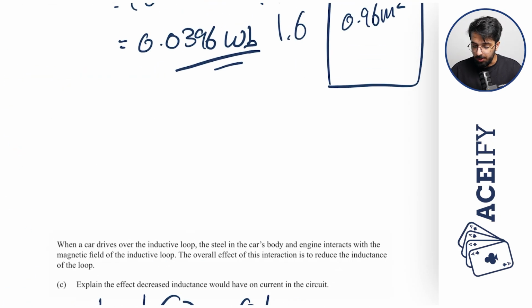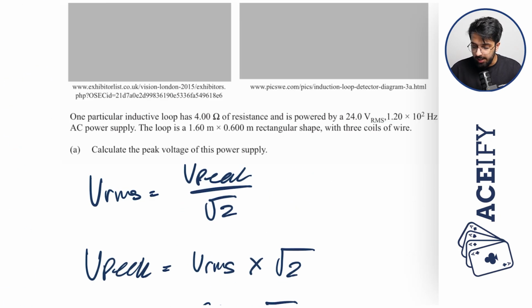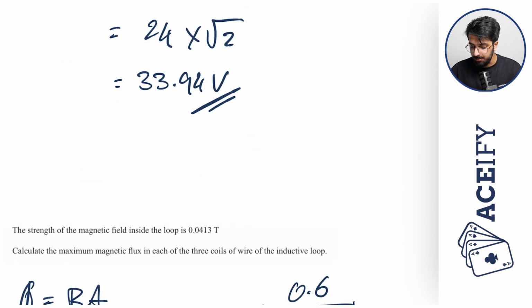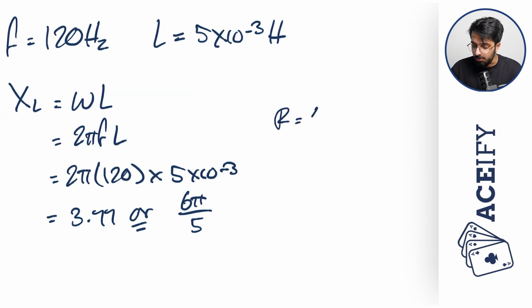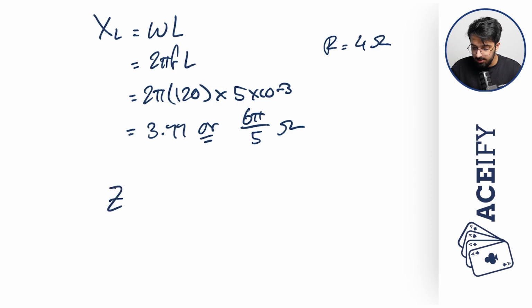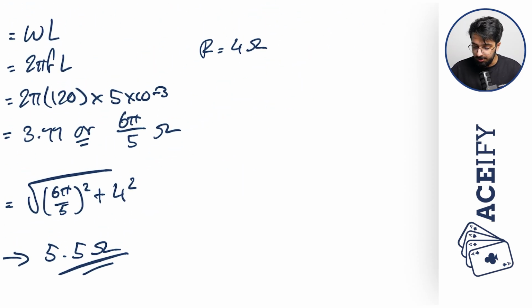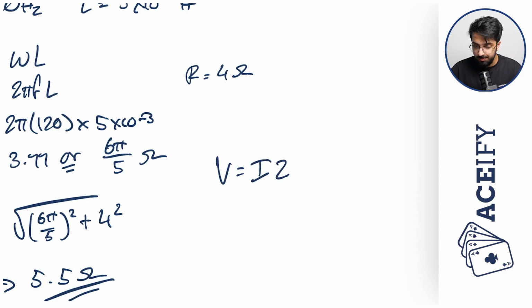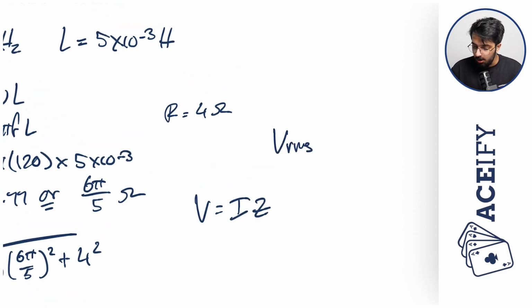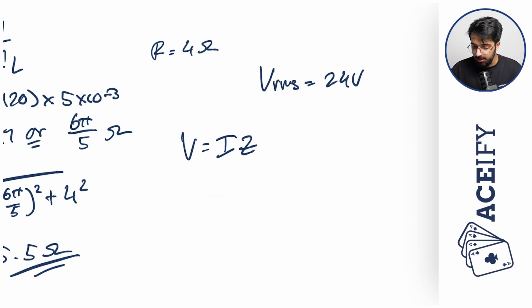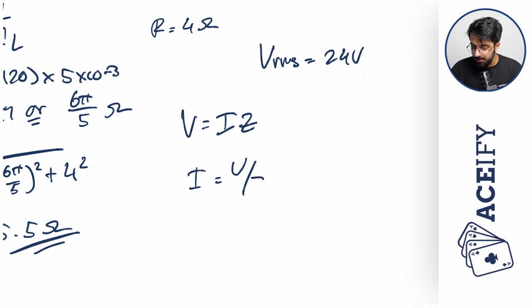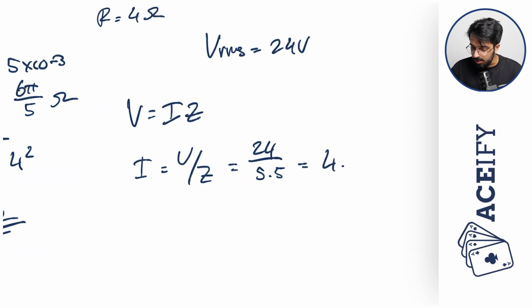Okay? And if we go all the way up here, we can see that we have a resistance of 4 ohms, okay? And so our resistance value is 4 ohms. And so therefore our total impedance is equal to square root of (6 pi all over 5) squared plus 4 squared. And so this gives a total impedance of 5.5 ohms. And so therefore V is equal to IZ. We have a V RMS of 24 volts, okay? And so therefore I is equal to V all over Z, and that's equal to 24 all over 5.5, and that's equal to 4.37 amps.